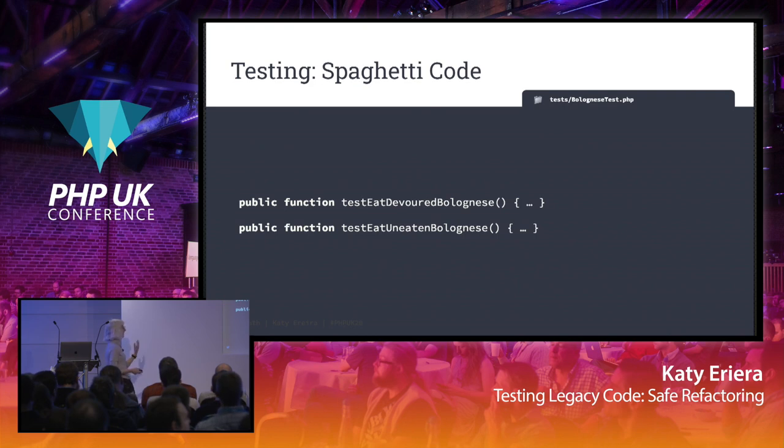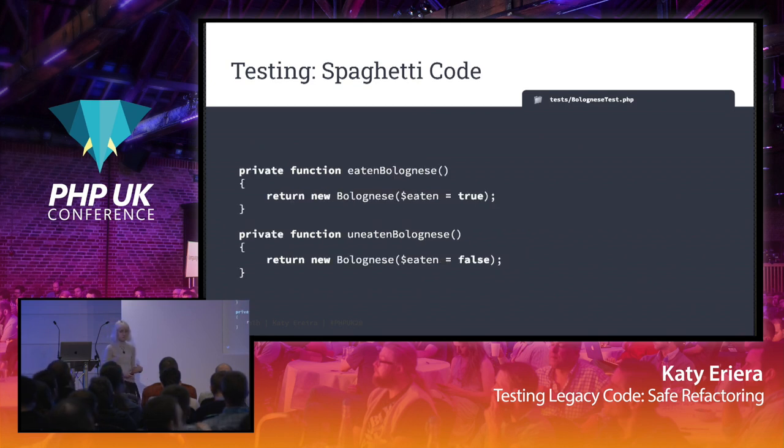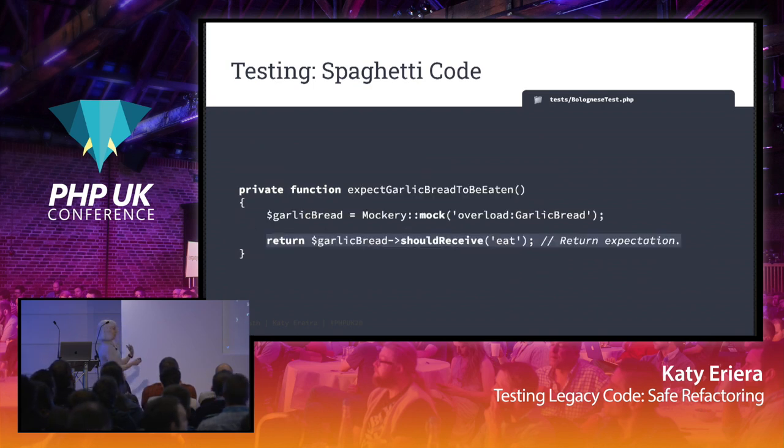And I want to test now that when I try to eat a bolognese that's already been eaten, that it can't be eaten again. And I also want to test that when I eat a bolognese that hasn't already been eaten, that the correct behaviors occur. So here are two tests, one for a bolognese that's already been eaten and one that hasn't. When I run these tests, I want to check that when I'm eating a bolognese that hasn't been eaten, that I also eat garlic bread.